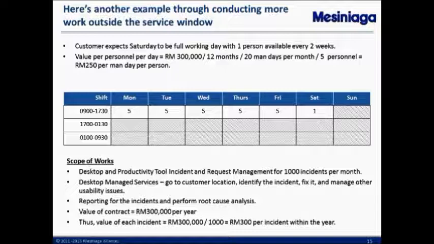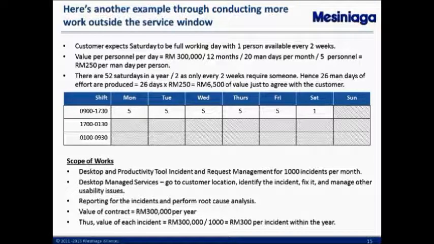And in order to calculate the cost of that, it is 52 Saturdays in a year divided by 2, because it's only going to be there once every 2 weeks. Hence, 26 times 250 ringgit comes to 6,500 ringgit of extra value just to have one person on site on a Saturday. Again, it's something that we do not charge as value back to the customer.